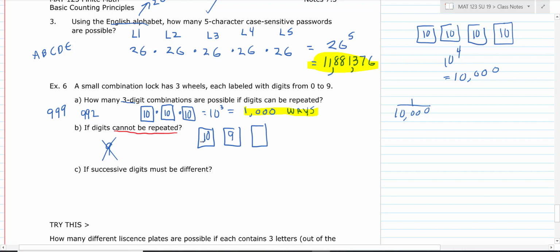Let's say the first thing you picked was a 7. Then you couldn't pick a 7 again. Let's say the second time you picked a 6. When you get to the third choice, you can't use a 7 or a 6 because you can't repeat. So now there would be 8 things left over. Then you would multiply those out. 10 times 9 is 90, times 8 is 720 ways. So if you can't repeat, that's a little smaller.